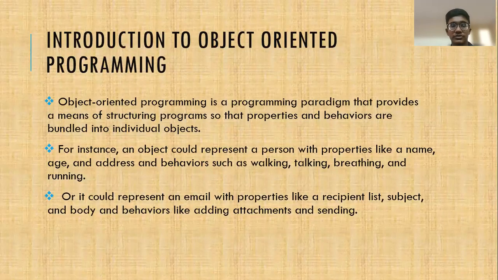Introduction to object-oriented programming. Object-oriented programming is a programming paradigm that provides a means of structuring programs so that properties and behaviors are bundled into individual objects. For instance, an object could represent a person with properties like a name, age, and address, and behaviors such as walking, talking, breathing, and running. Or it could represent an email with properties like a recipient list, subject, and body, and behaviors like adding attachments and sending.